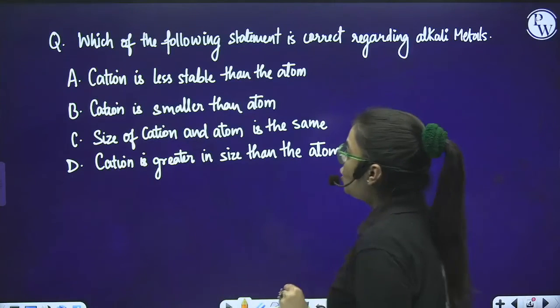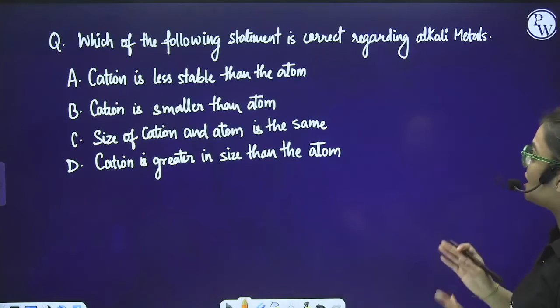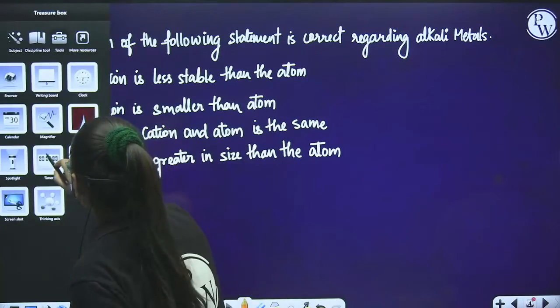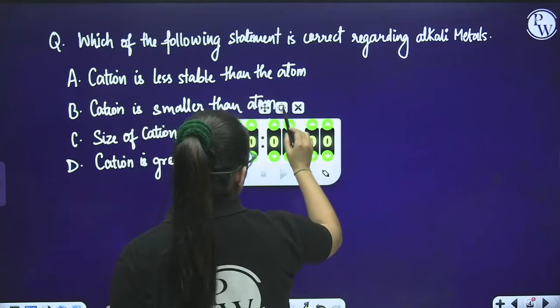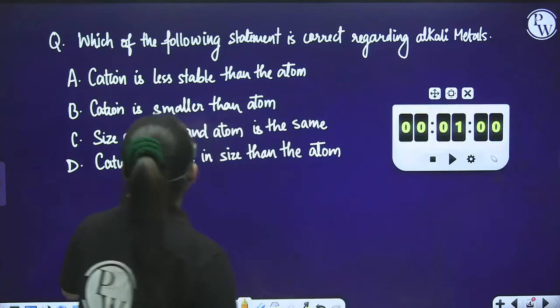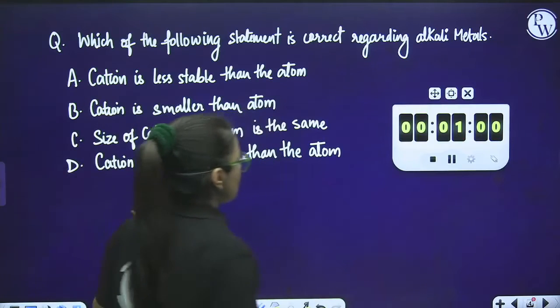Next question is, which of the following statement is correct regarding the alkali metals? Okay, correct regarding the alkali metals. For this one, I would give you 1 minute approx. Okay, just think about it, students. Now I'm reading the options over here. The timer is also started.